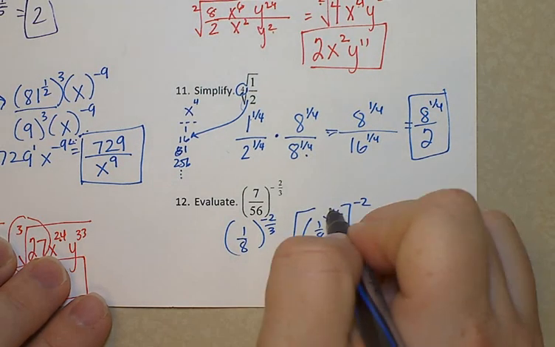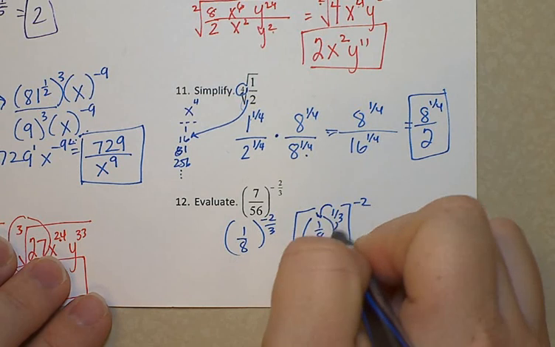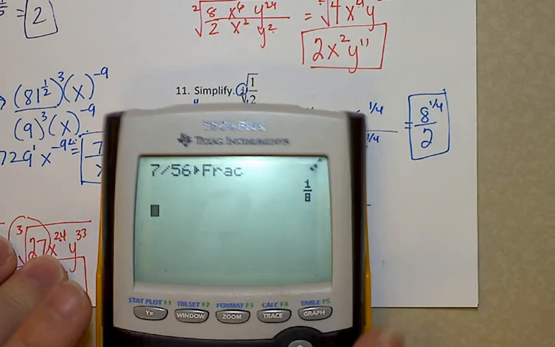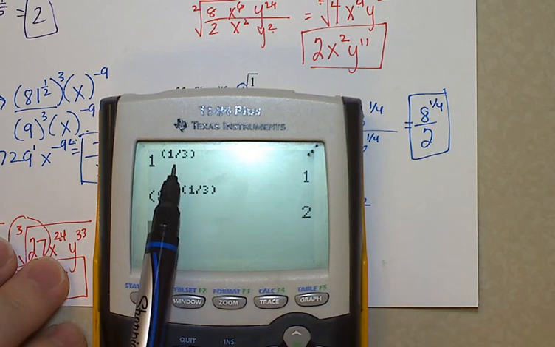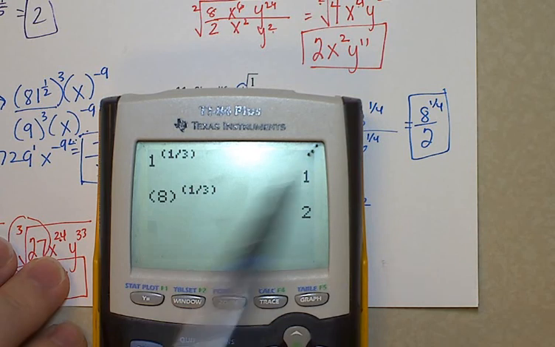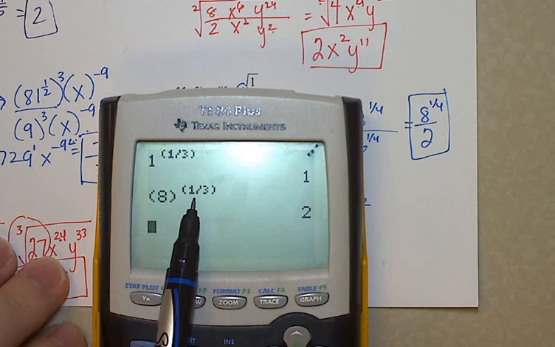So what is 1 to the 1/3 power and what is 8 to the 1/3 power? Well, 1 raised to the 1/3 power should just be 1. And 8 raised to the 1/3 power should be 2. So on top, when I distribute the 1/3, I get an answer of 1. And then the denominator, when I distribute the 1/3, I get an answer of 2.